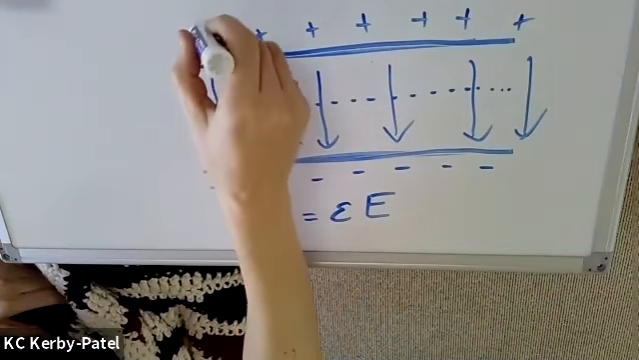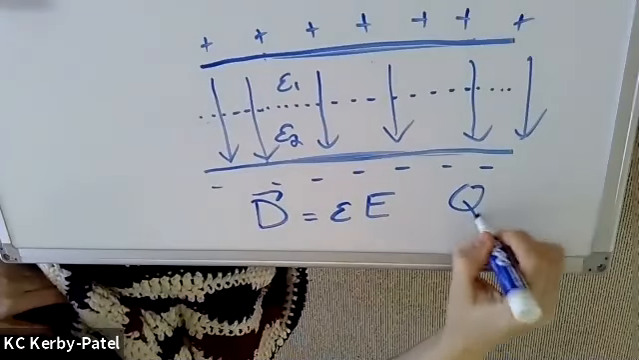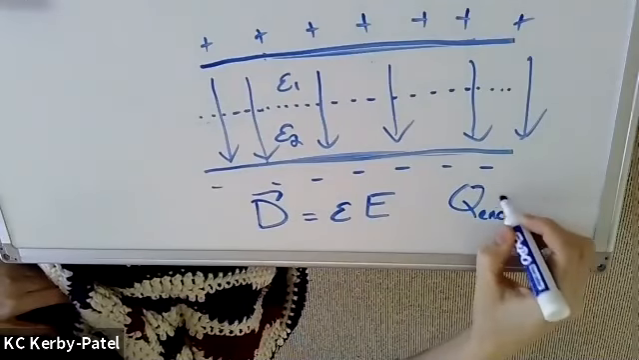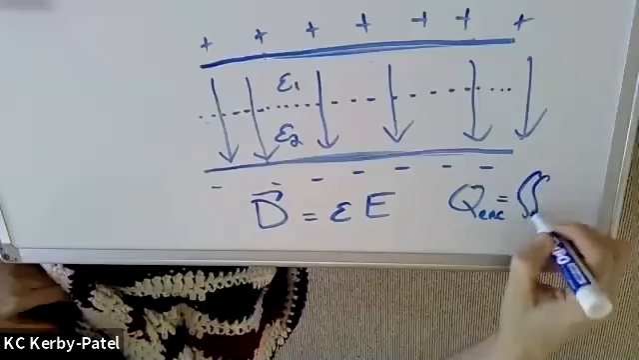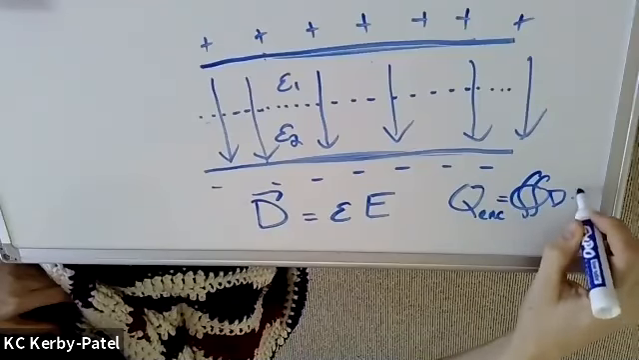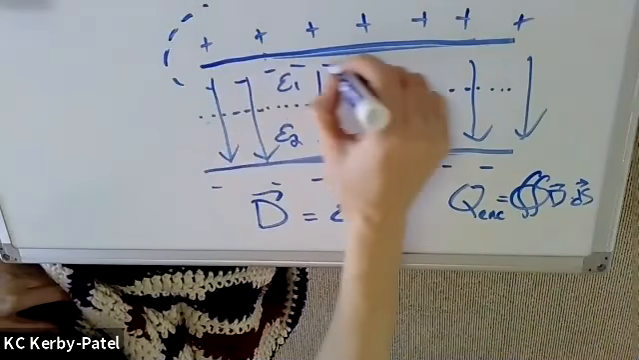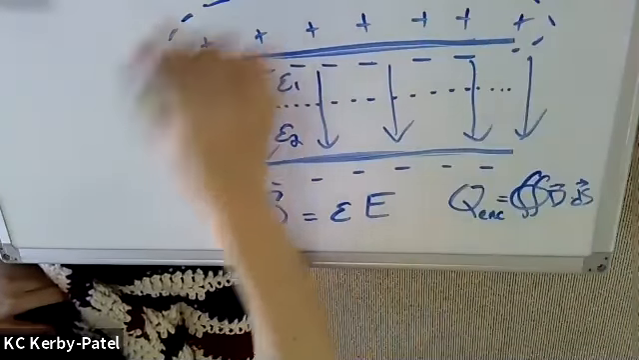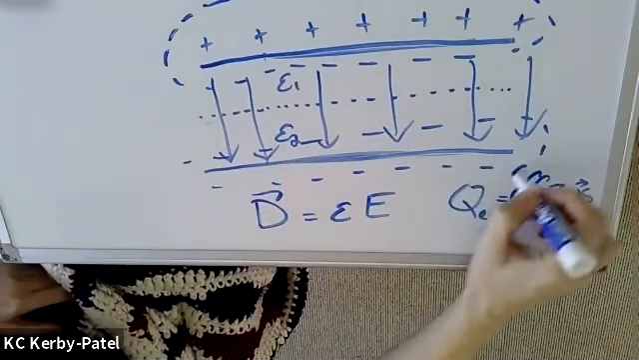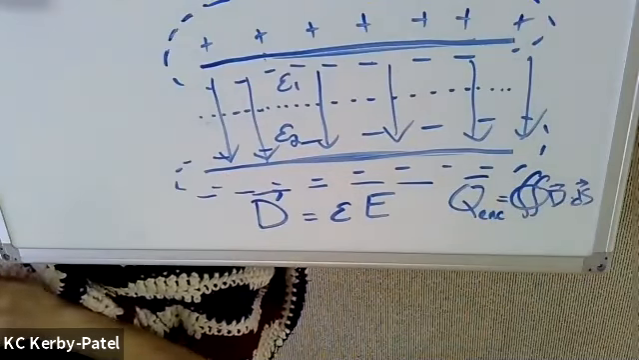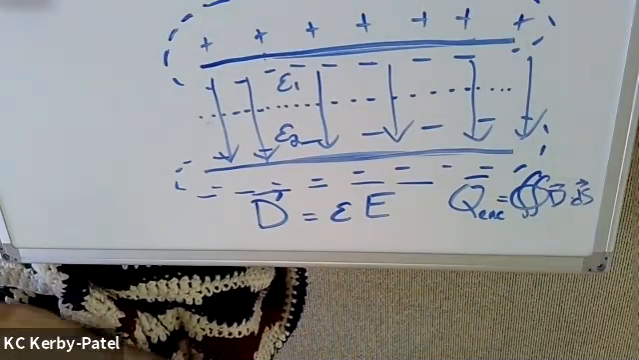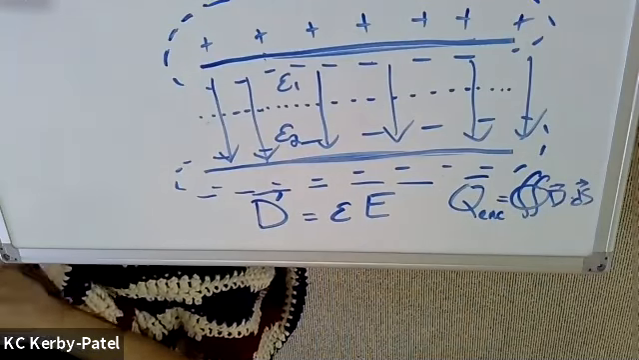If you think about Gauss's law, the enclosed charge is the closed surface integral of D dot ds. So if D1 is larger than D2, that means I have more charge on the top plate than I do on the bottom plate. That's the kind of thing that can happen. Does that make sense?